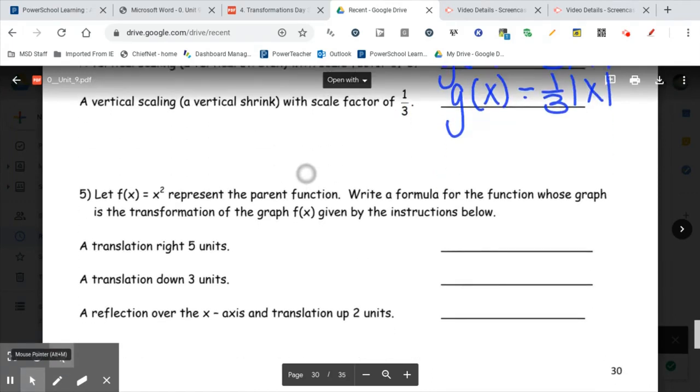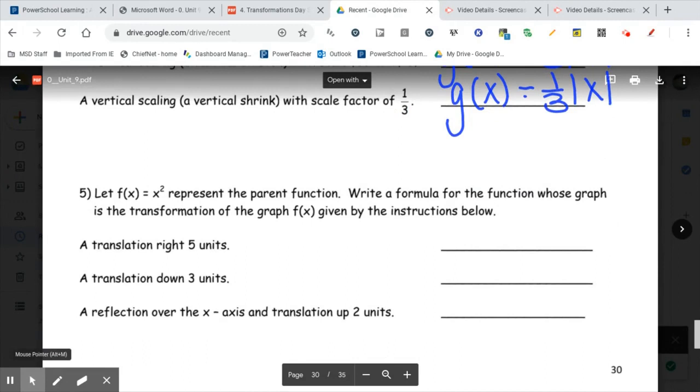Number 5, let f of x equal x squared represent the parent, and write a formula for the function whose graph is the transformation of the graph f of x given by the instructions below. So now we're taking what we've done the past few days, merging it with what we're doing today. So we have a translation right 5 units. So that would be g of x equals, we want left and right inside the grouping symbol. So I'm going to create a parentheses to show that it's being grouped. And we're going to go x minus 5 and put the squared on the outside.